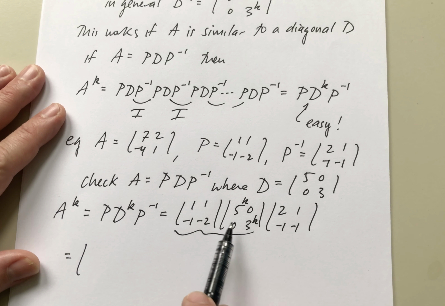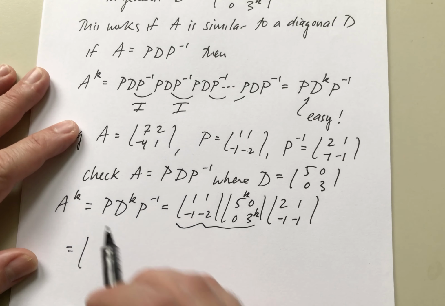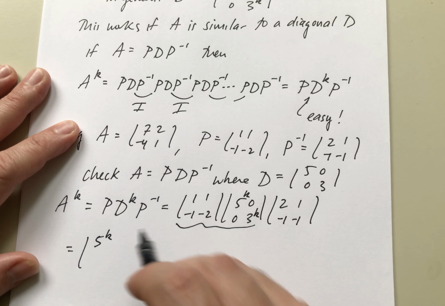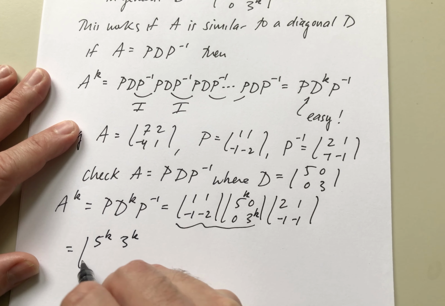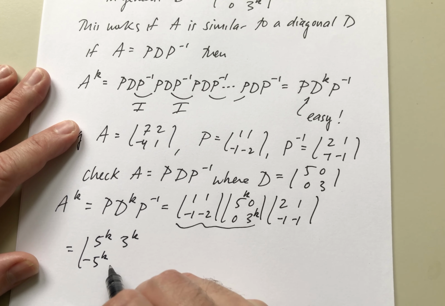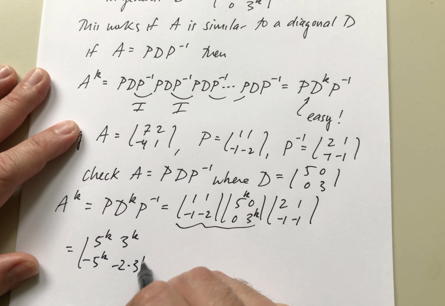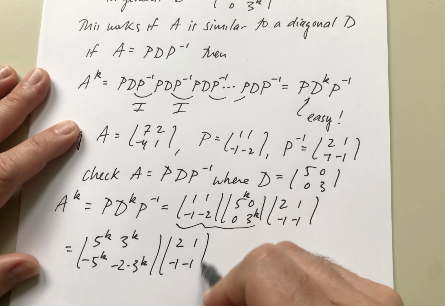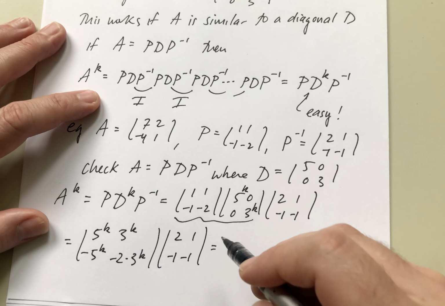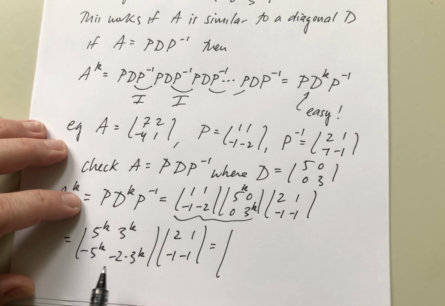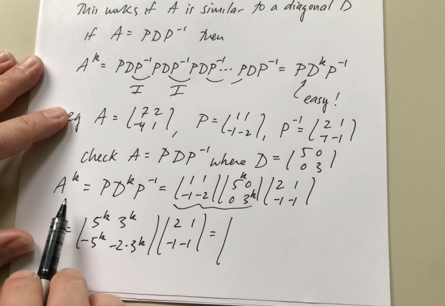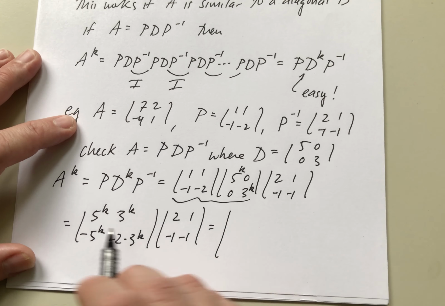So now I multiply these first 2 matrices, I get 1 times 5 to the k plus 0, so this is 5 to the k. Then I get 0 plus 3 to the k here, and I get minus 5 to the k, and then a minus 2 times 3 to the k, multiplied by this matrix [2, 1; -1, -1]. And just for the sake of completeness, let me multiply this out. It's a little bit messy, but we'll see it's pretty nice considering that we're getting a formula for A to the k.